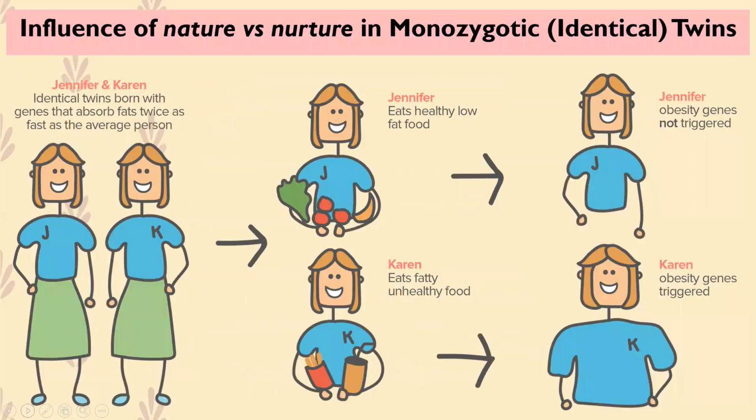This is just a visual example of two identical twins and how the nurture, even though the nature is the same, changes things. They've got the same genes that absorb fats twice as fast as an average person. So if Jennifer eats healthy low-fat food and Karen eats unhealthy food, even though they both are supposed to have genetics that make them gain weight twice as fast, Jennifer's obesity genes are not triggered, whereas Karen's obesity genes are, because of her experiences, because of her nurture.